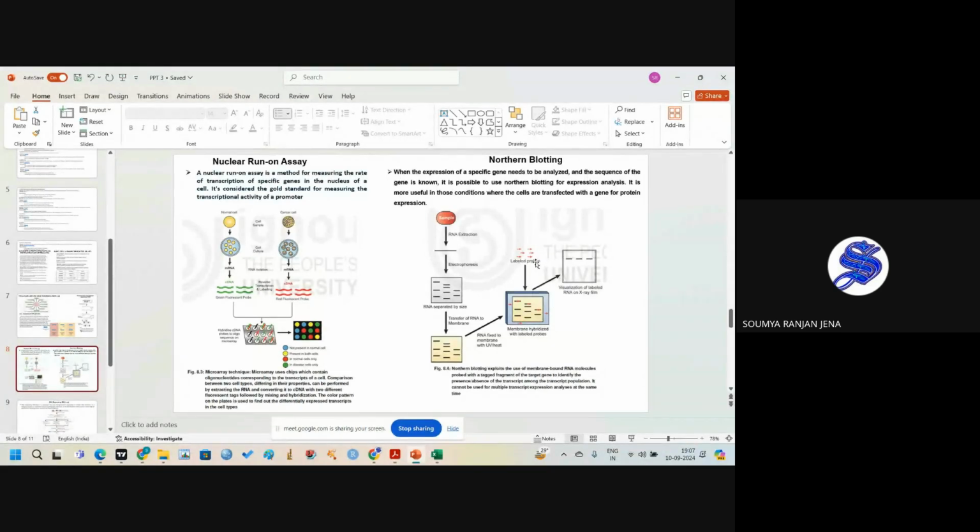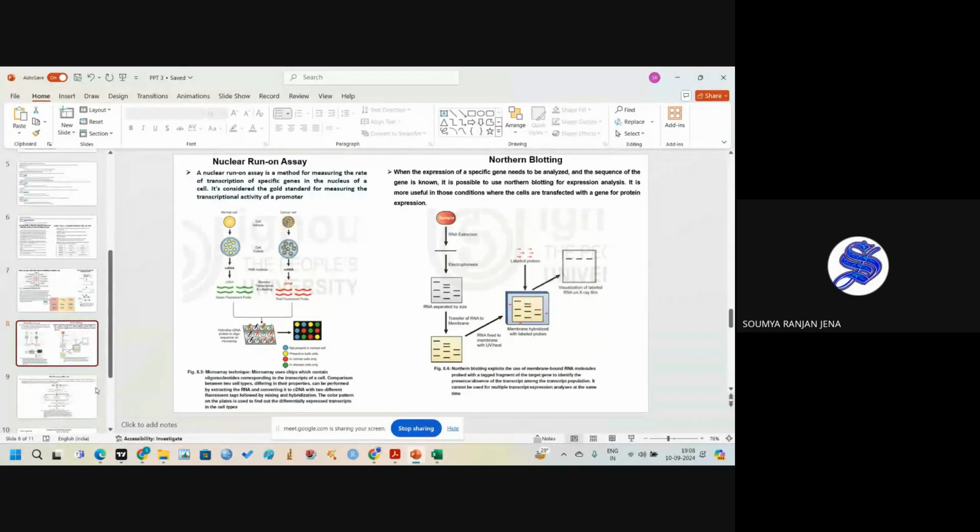This works like an X-ray. The X-rays penetrate through the film, and where the probes are found, it gives a black signal, and this black signal shows the expression of that gene. If the proper gene does not hybridize with the RNA, then nothing will appear on the X-ray film. This is called the northern blotting process.